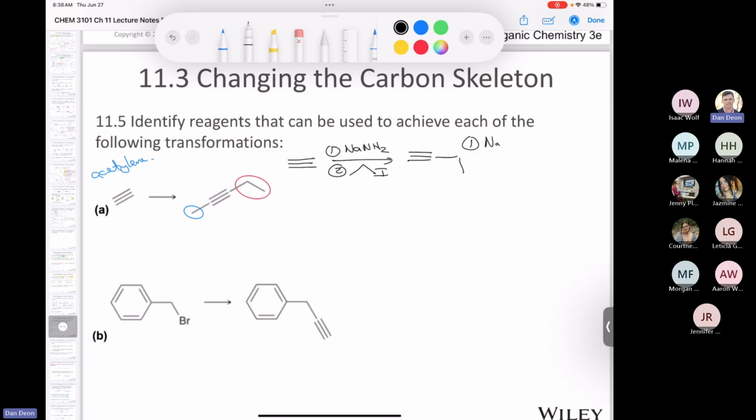Then step 1 is going to be sodium amide. Step 2 is going to be methyl iodide this time. And now we end up with our final product.